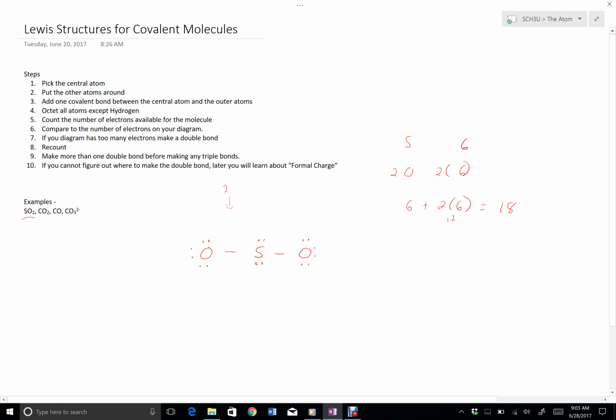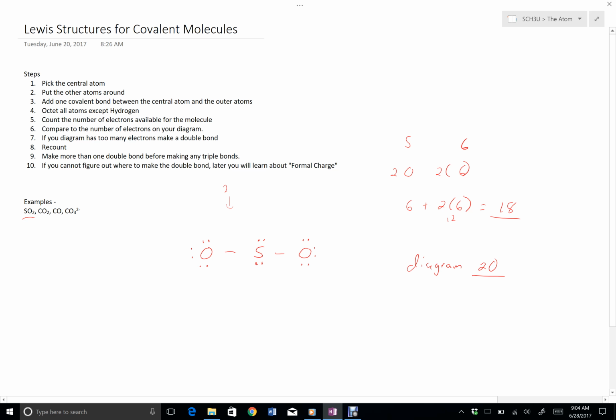Now, compare the number of electrons on your diagram. 2, 4, 6, 8, 10, 12, 14, 16, 18, 20. Okay, so currently my diagram has 20, and the number I should have to work with is 18. Let me just count that again. 2, 4, 6, 8, 10, 12, 14, 16, 18, 20. Yep, okay. So we have a problem.